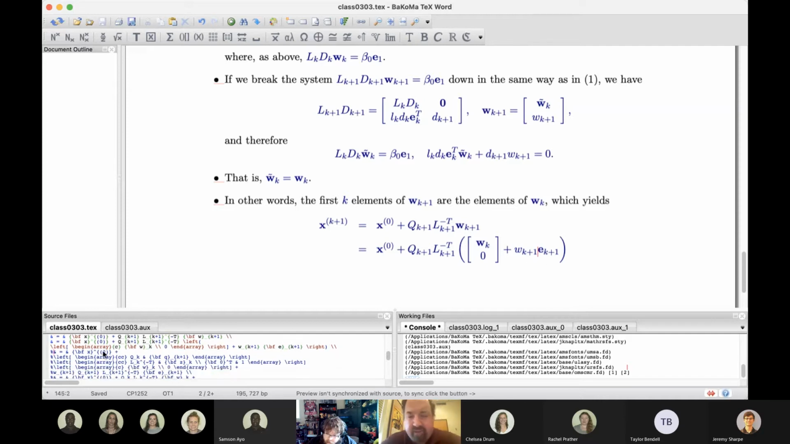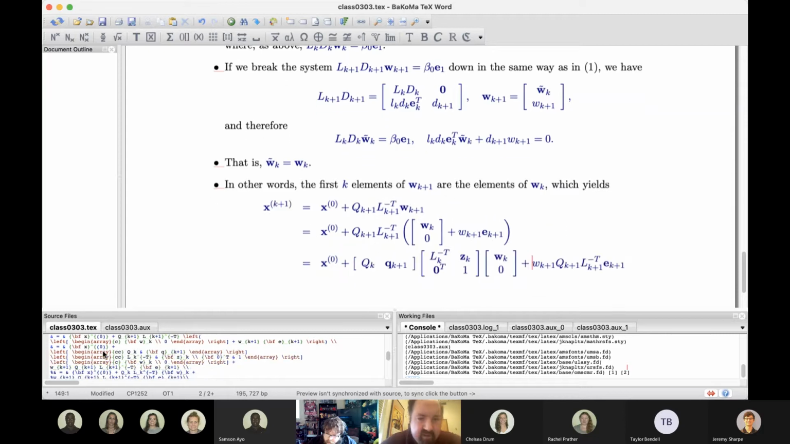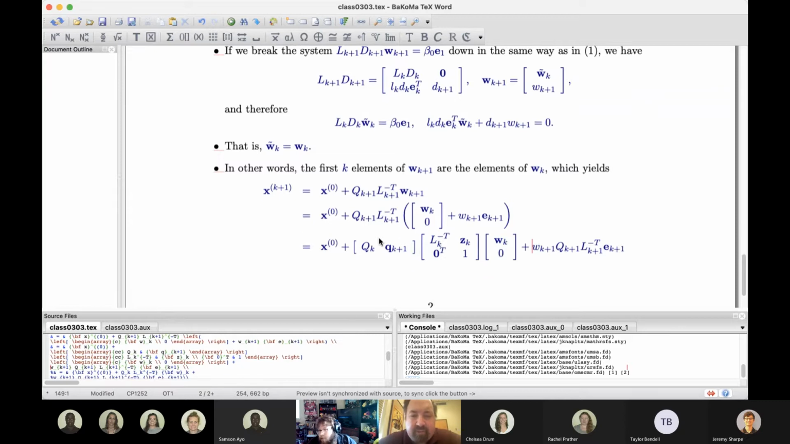Now what I'll do is break up Q_{k+1}. Q_{k+1} has orthonormal columns. The first k of them come from Q_k, and then here's the one that's newly added on.